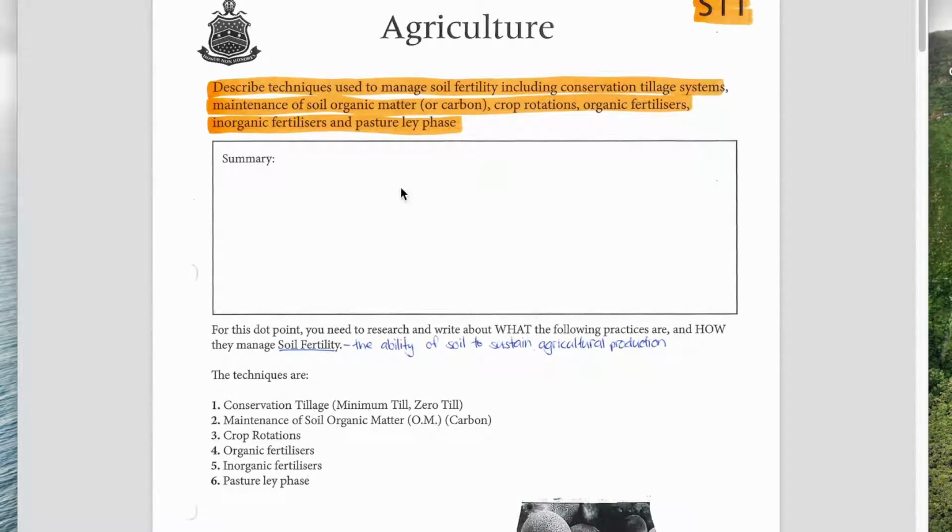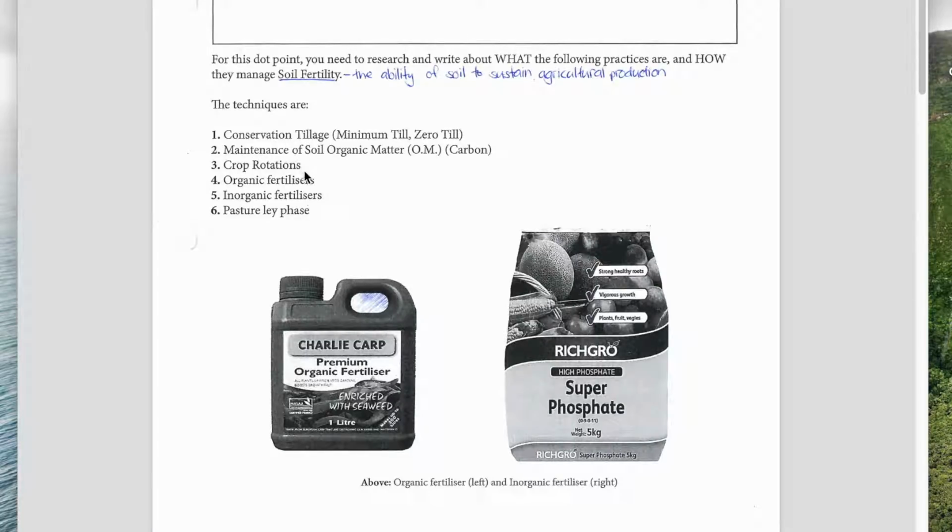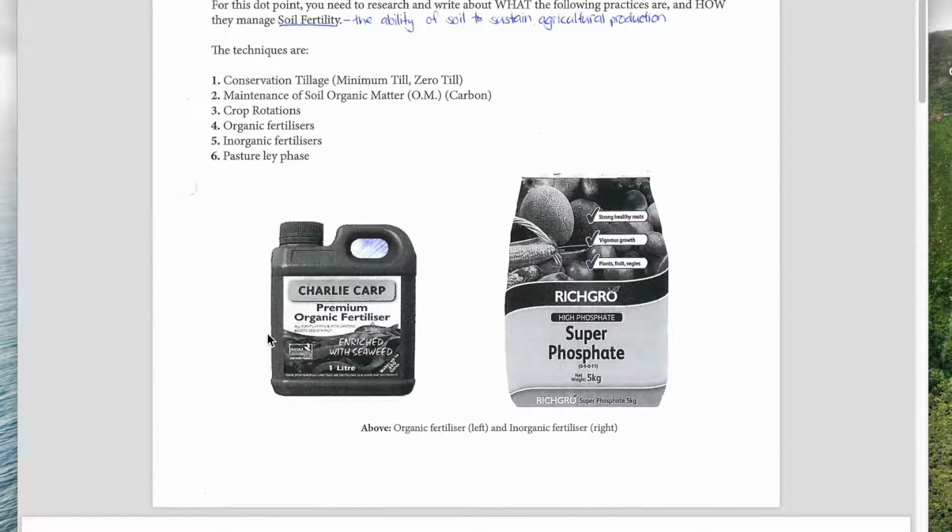So thanks also to Ruby for letting me use her sheet here. So we need to look at each of these different things separately. There's 6 of them. And here we have a picture of 2 different types of fertilizer. So we've got an organic fertilizer on the left and an inorganic fertilizer on the right.